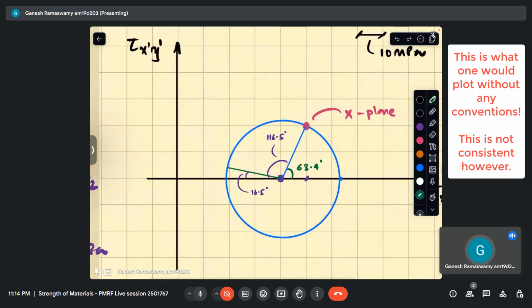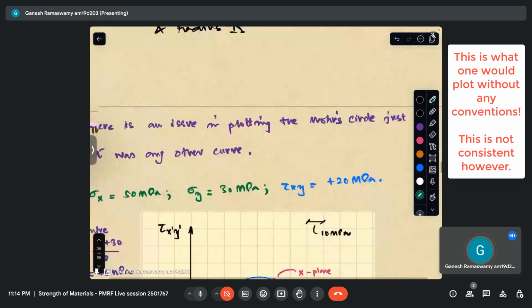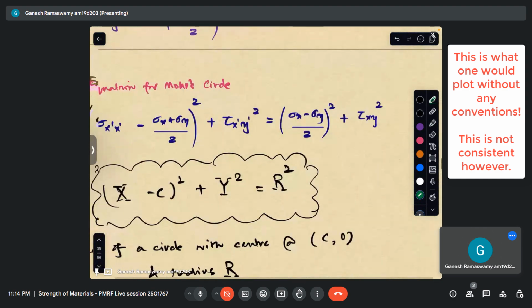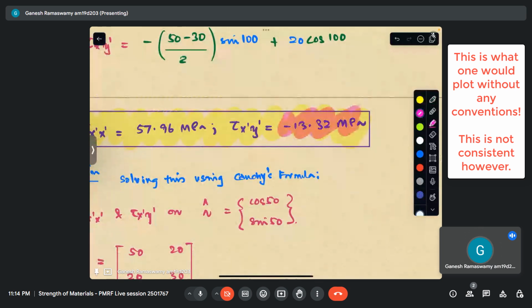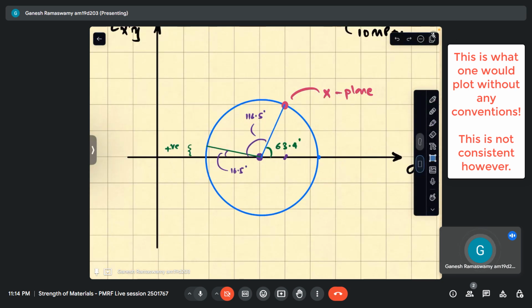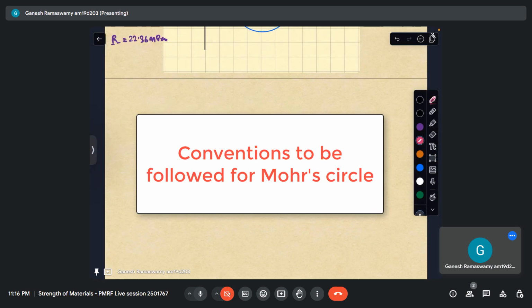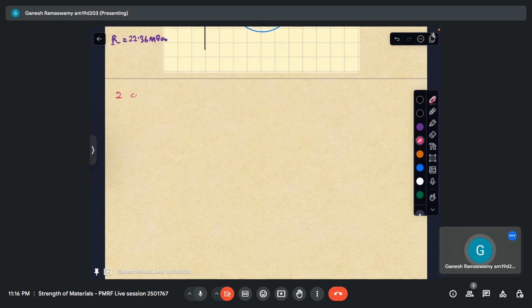Here it turns out that the shear stress is coming out to be something positive, whereas we clearly saw for this question that the shear stress after rotating anti-clockwise by 50 degrees was coming out to be negative. This is the issue with plotting Mohr's circle, just like any other curve. So basically there are two conventions to plot the Mohr's circle.